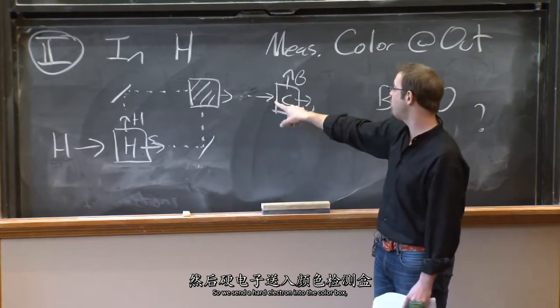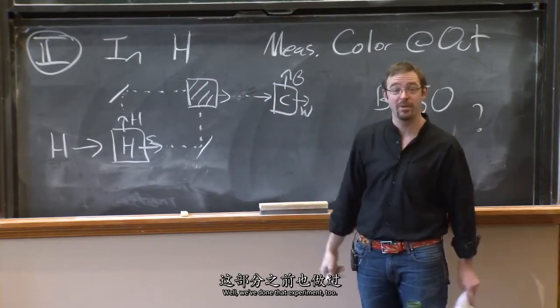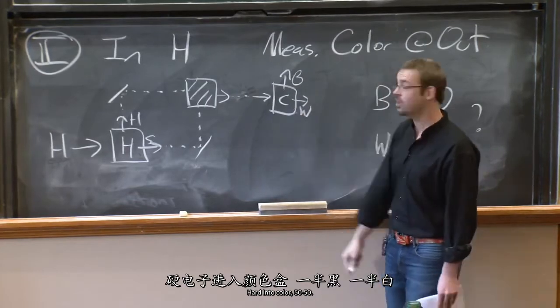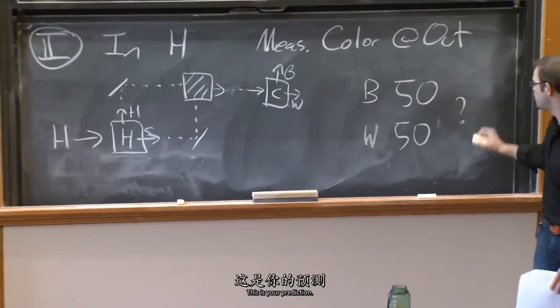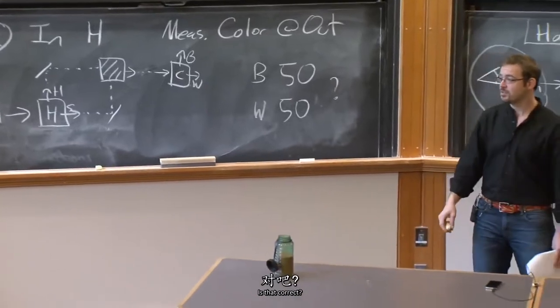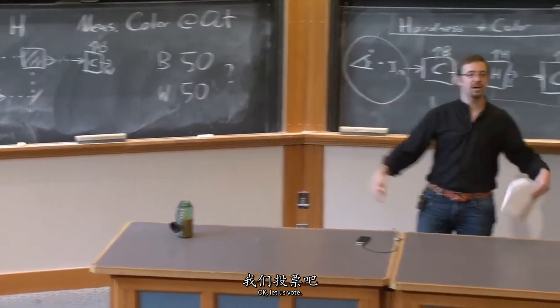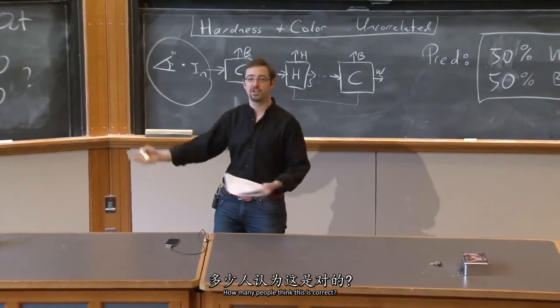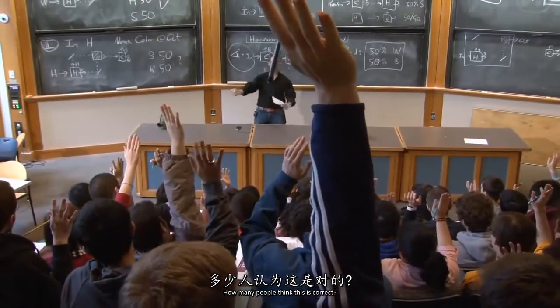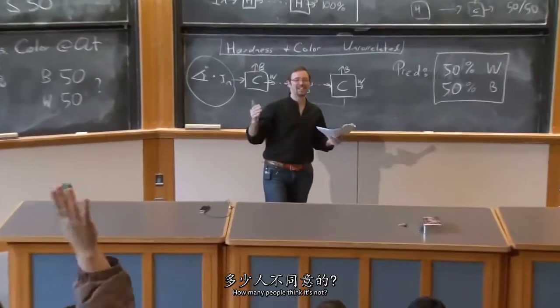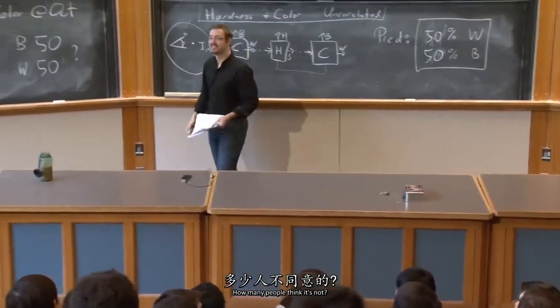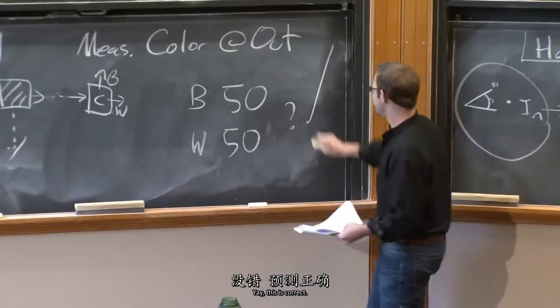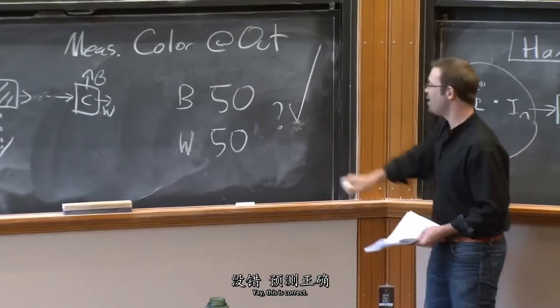So we send a hard electron into the color box, and what comes out? Well, we've done that experiment too. Hard into color, 50-50. So the prediction is 50-50. This is your prediction. Is that correct? Awesome. OK. Let us vote. How many people think this is correct? I like it. How many people think it's not? All right. Yay. This is correct.